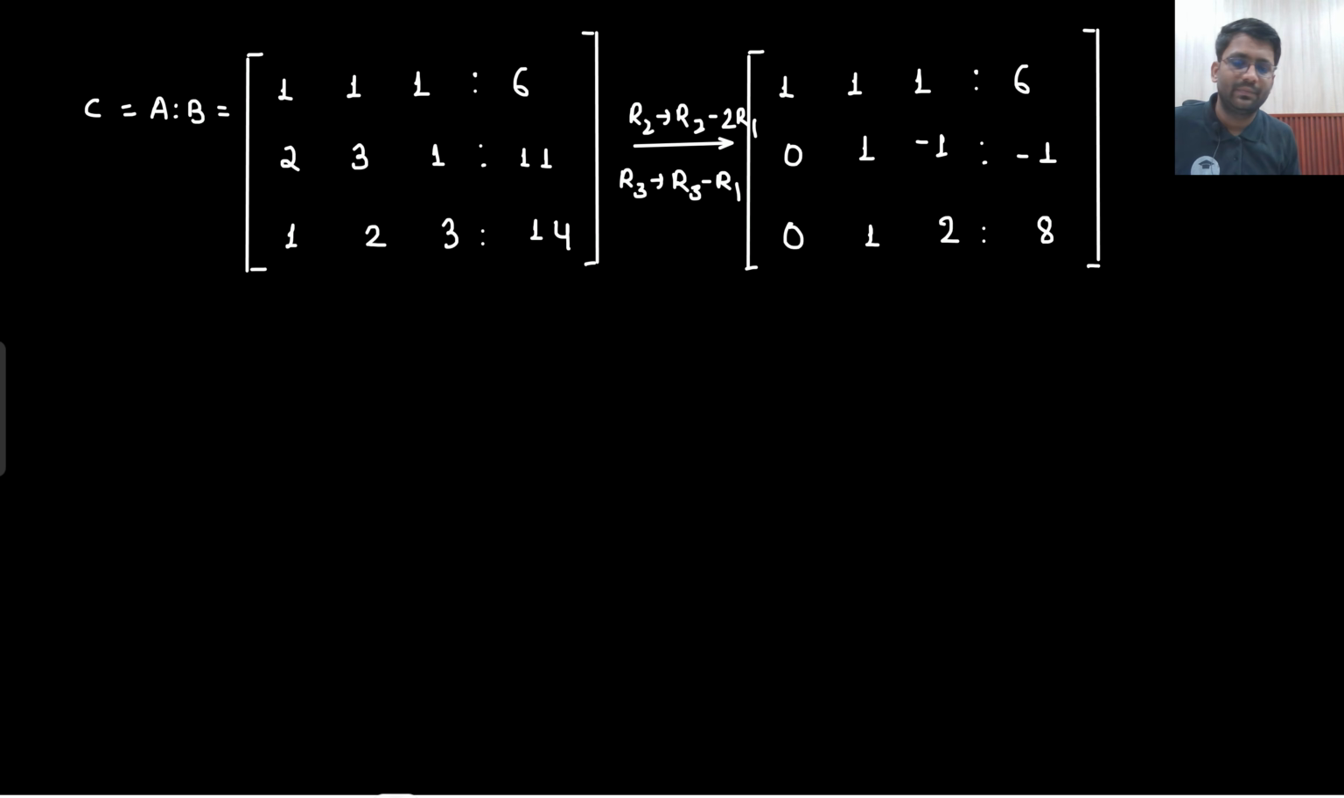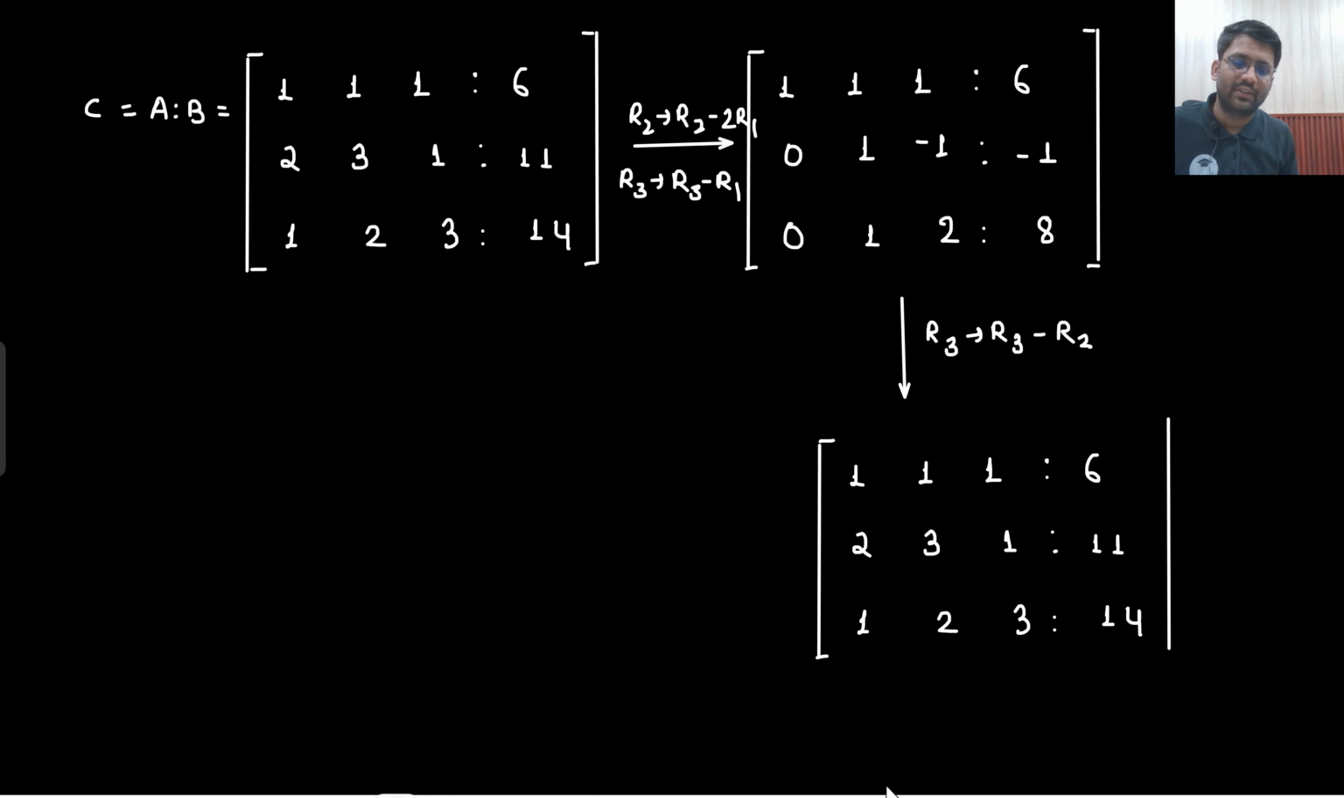Now next what I will do? Simply, R3 will be replaced with R3 minus R2. Say yes or no? Absolutely, sir. R1 remains as it is, R2 remains as it is. What was your R2? R2 was 0, 1, -1, and -1. And next, this will change. So R3 is being replaced with R3 minus R2. So 0 minus 0 will be 0, 1 minus 1 will be 0, 2 minus -1 will be 3, and this will become 9.